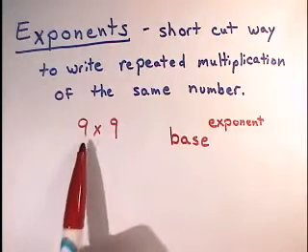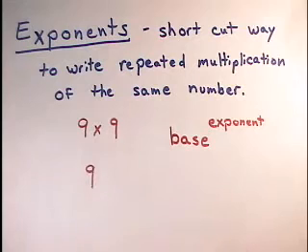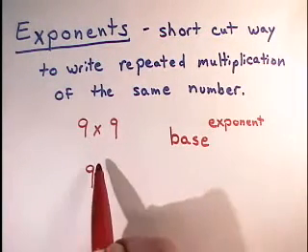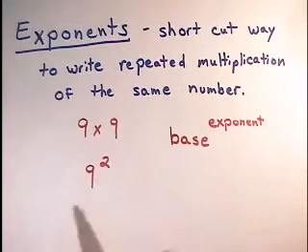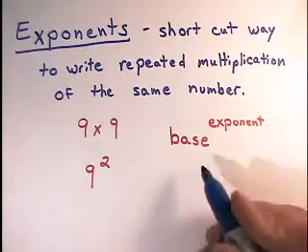The base in this problem is the number that's being multiplied. So the base is the 9. The exponent tells us how many times we're repeating that same number. In this case, we have a 9 2 times. So we have 9 to the second power.